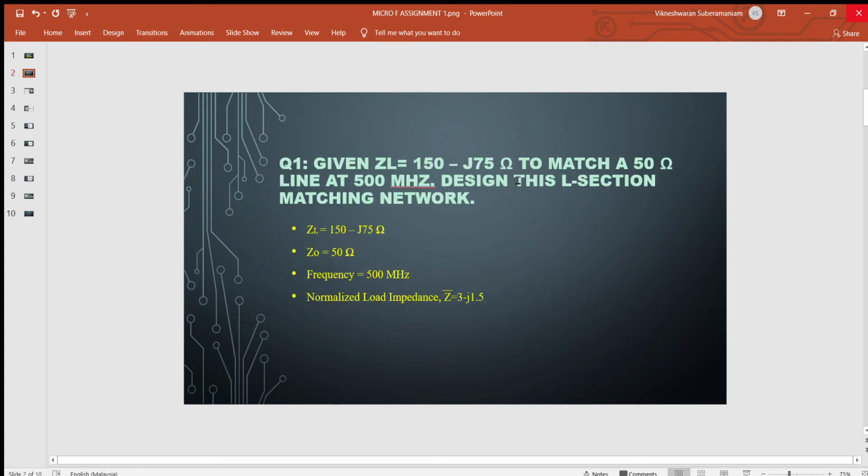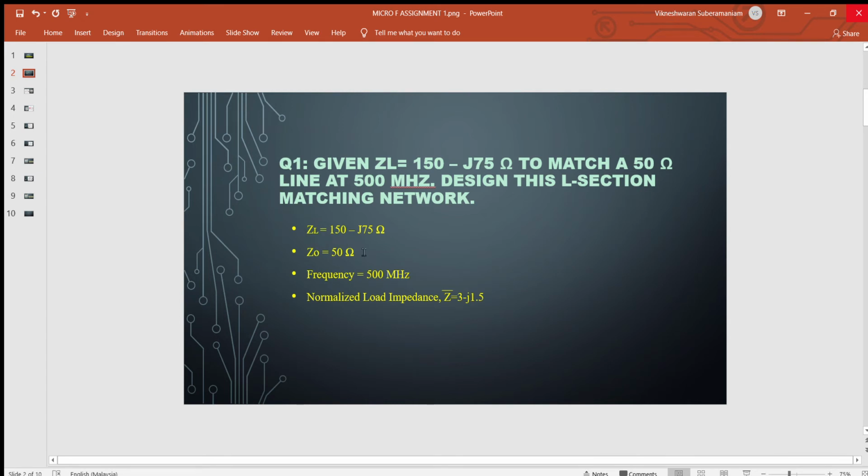As you can see, my question for this assignment is question 1, which is: given load impedance 150 minus 75j ohm, to match a 50 ohm line at 500 megahertz, design this L-section matching network.